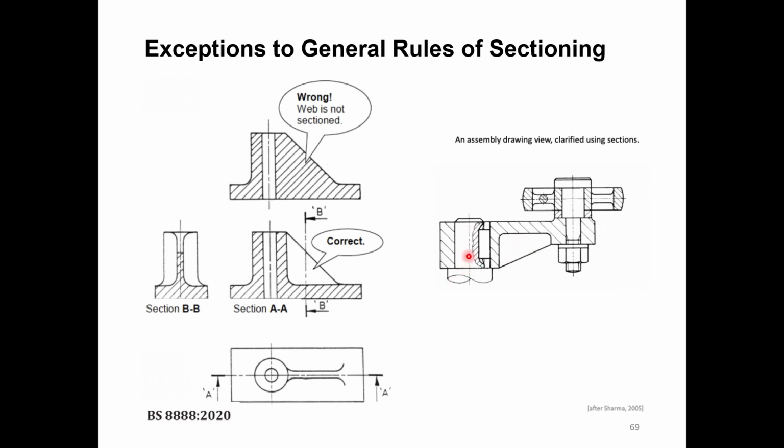The shaft and the key are not sectioned. The bolt, the washer and the nut are not sectioned as well. So the web here and the web here are not sectioned. Sometimes they show only the cross section here, just to show that this is a rod with a circular cross sectional area.